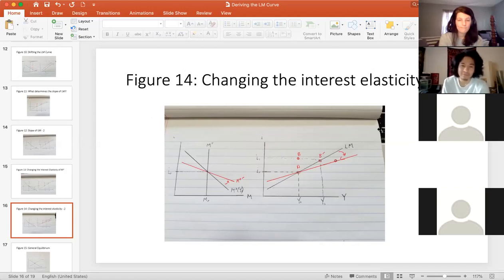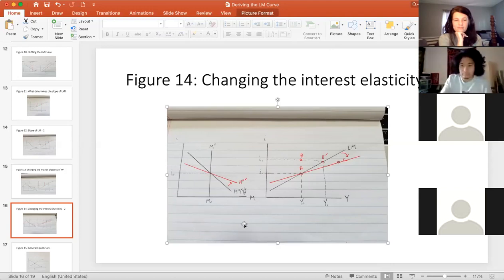All right. In that case, what's the next level? Looking at income elasticity of demand. That's going to be your next homework assignment. So the next homework assignment is: if you return the interest elasticity to what it was originally, but you increase the income elasticity, what is that going to do to the LM curve? And most importantly, why? What is your explanation?